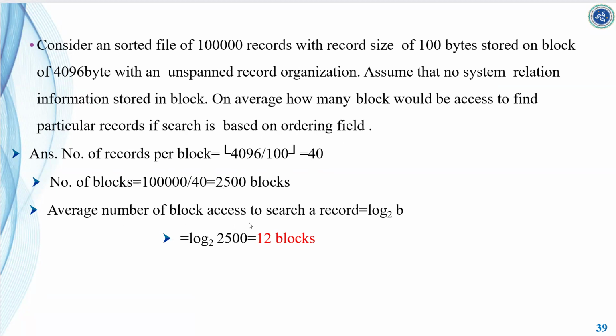The average number of blocks needed to access a record is log B, where B is the number of blocks. So here it is log 2500 to the base 2, which gives approximately 12 blocks.